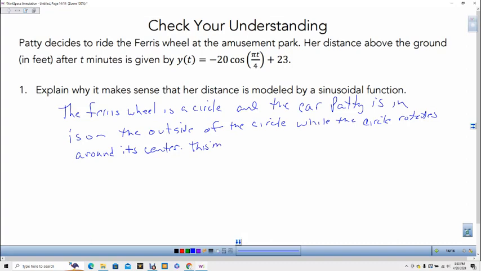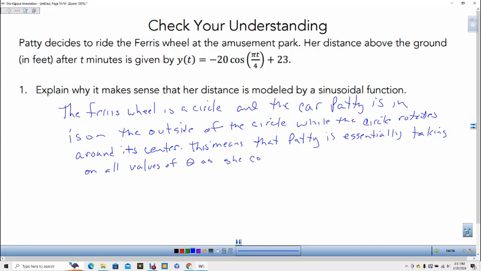This means that Patty is essentially taking on all values of theta as she completes a revolution.